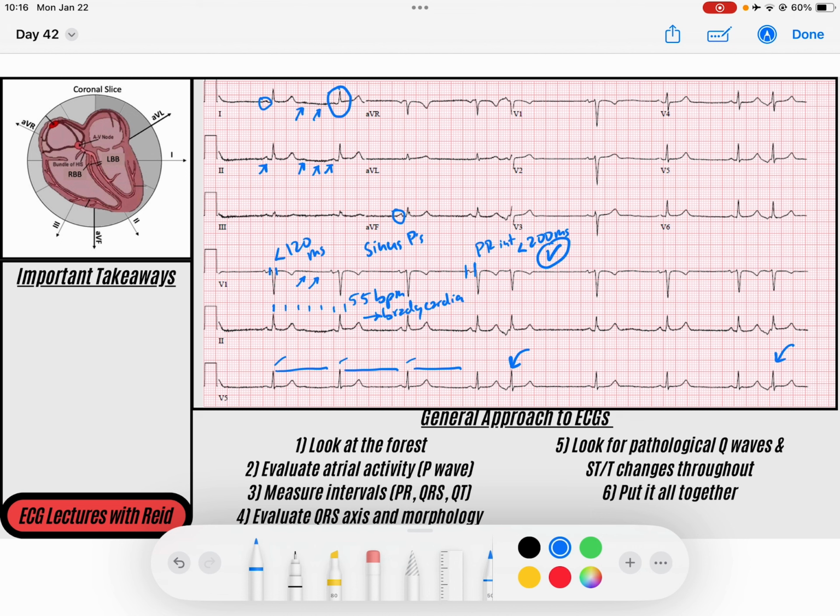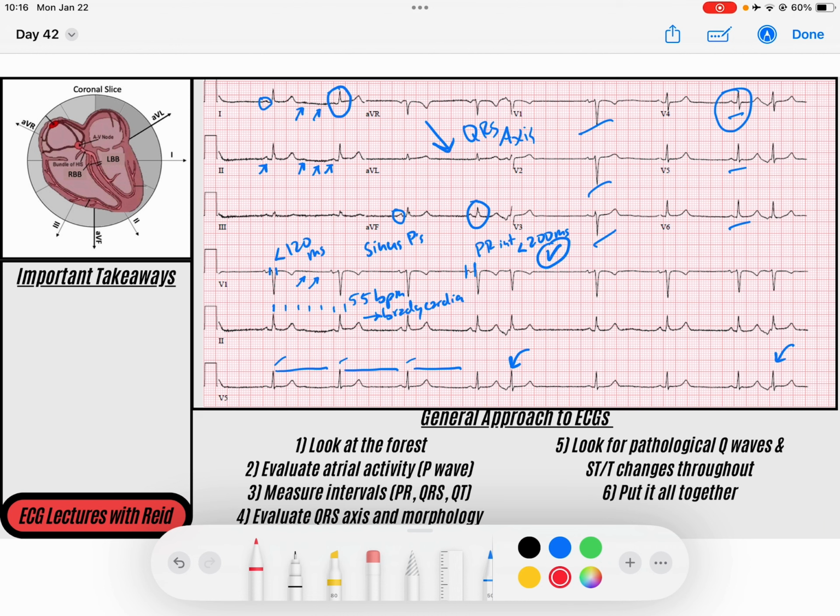We've got QRSs that are upright in lead 1 and upright in aVF, which tells me my QRS axis is down and to the left, which is a normal QRS axis. Next, I scan through the precordial leads. I've got good R wave progression, meaning my R waves become dominant somewhere between V3 and V4, and you can see that happens here at V4. Last, I scan through my ST and T waves to make sure there's no ST elevation, T wave inversions, or prolonged QT intervals, which I do not see.